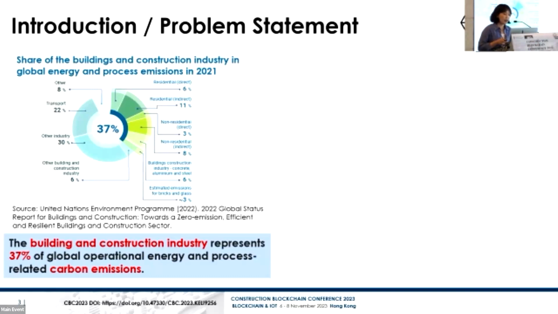I'd like to show the latest global report published by the United Nations Environment Programme in 2022. From this figure, we can see that the building and construction industry actually represents around 37% of global operational energy and process-related carbon emissions. And this figure is actually very large. Let's take a detailed look at this figure.